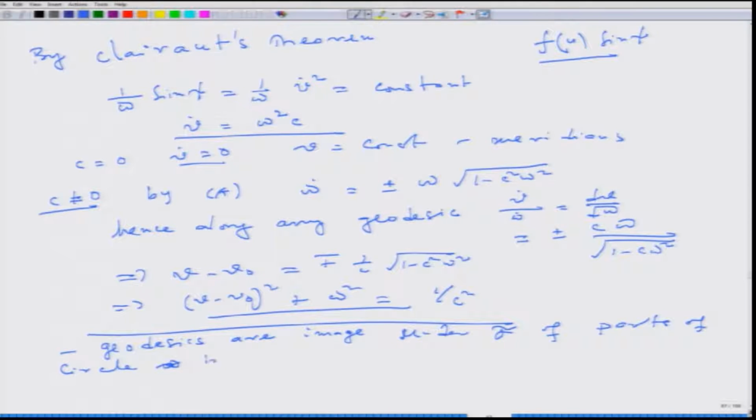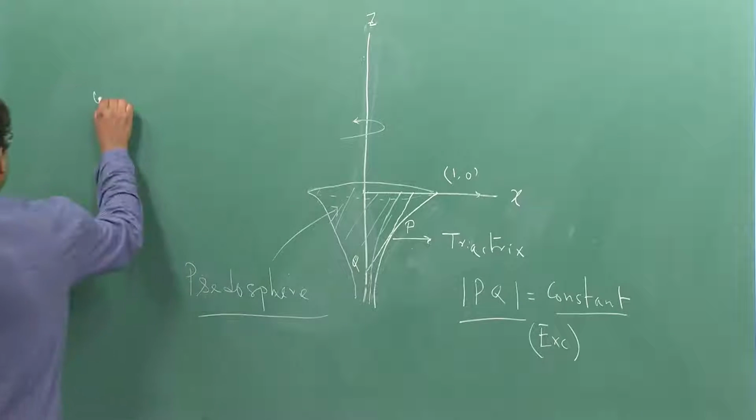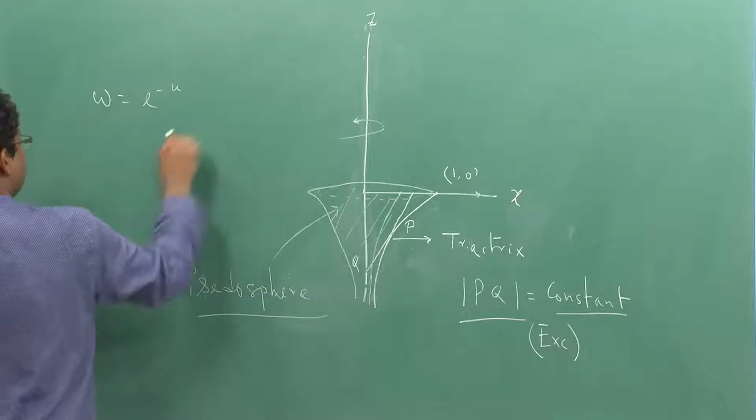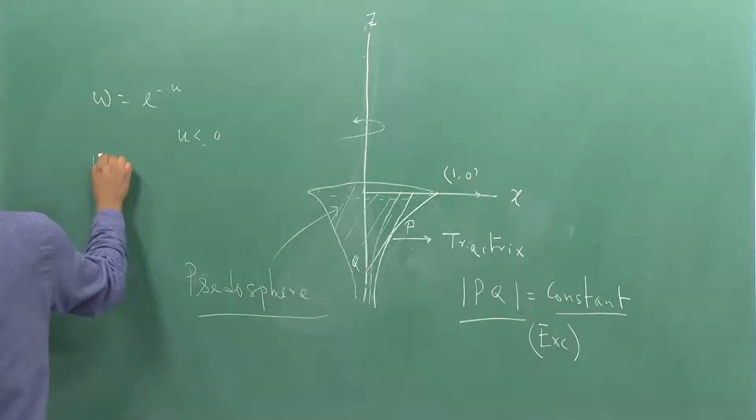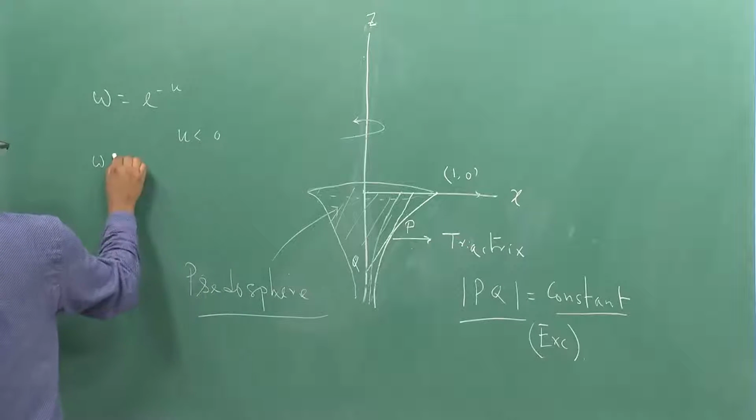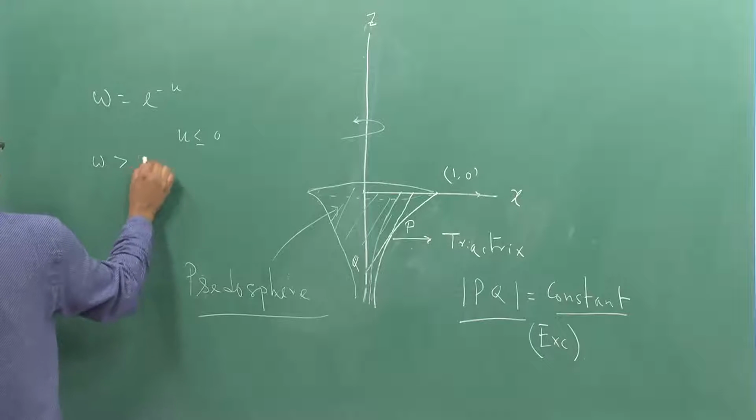in the wv plane lying in the region w greater than 1. Why? Because u is less than or equal to 0, this was the reparameterization, and w is e power minus u, so w is greater than or equal to 1.